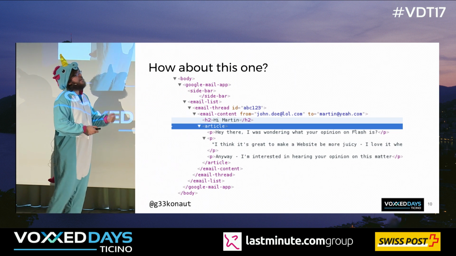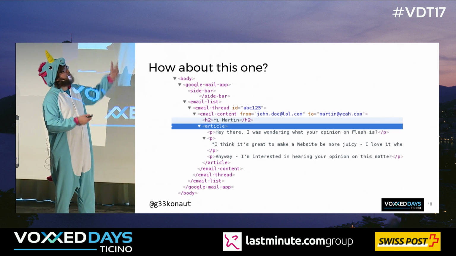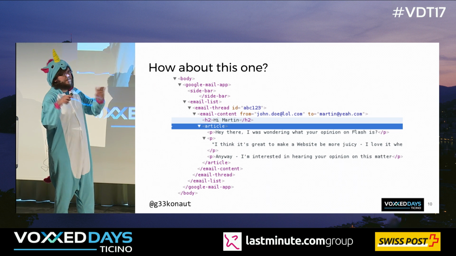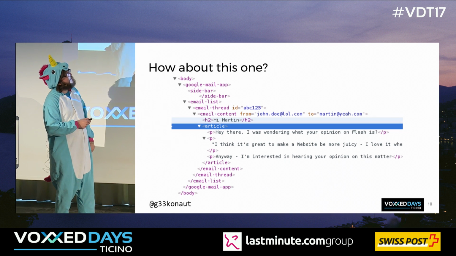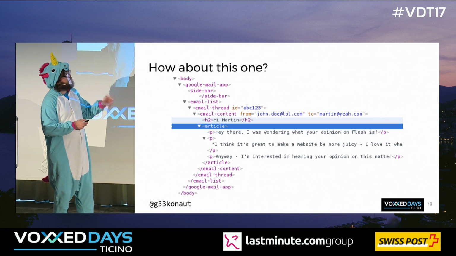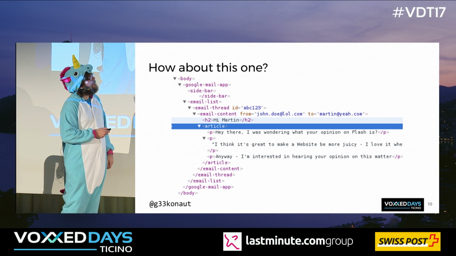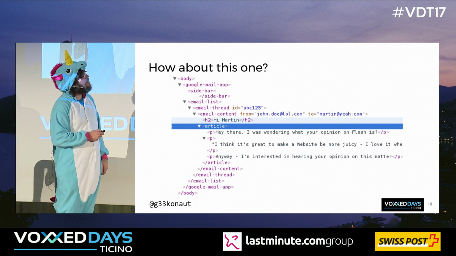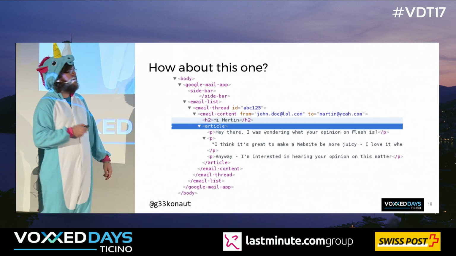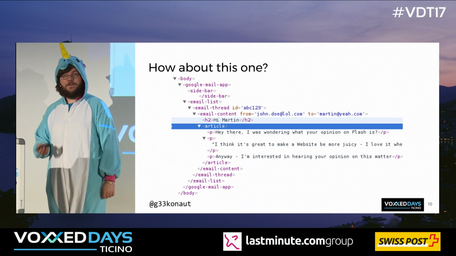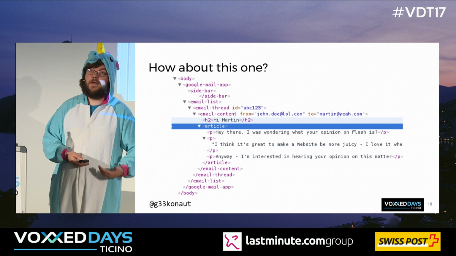So I think it should be more like this. That would be nice, that you have, okay, aha, this is the Google Mail app, and it has a sidebar with some stuff in, and then it has the email list, and in this list, each item is an email thread with some ID that doesn't matter to me as a human, and then we have emails in the email thread, and they come from someone and go to someone, and they have a subject, and then they have some content. And I think this is nice because it is readable, it is understandable, it is semantic.